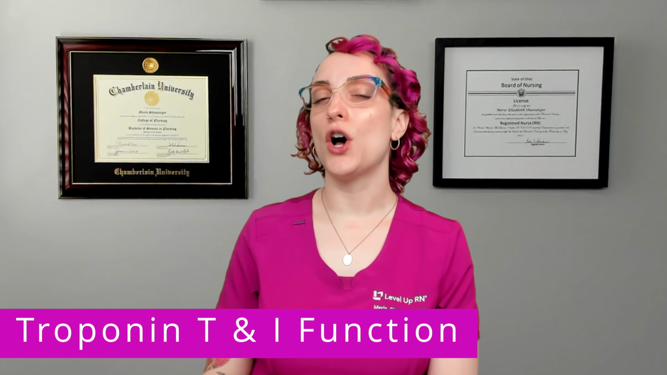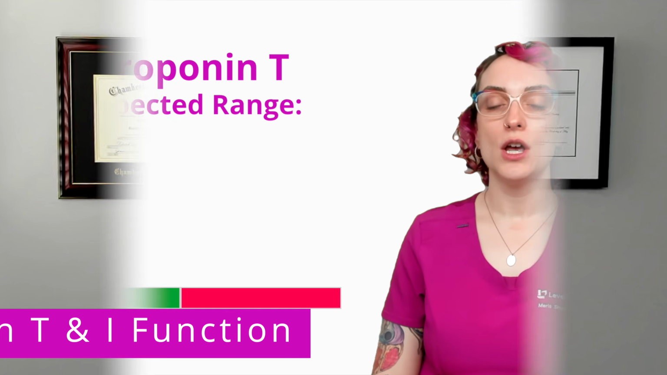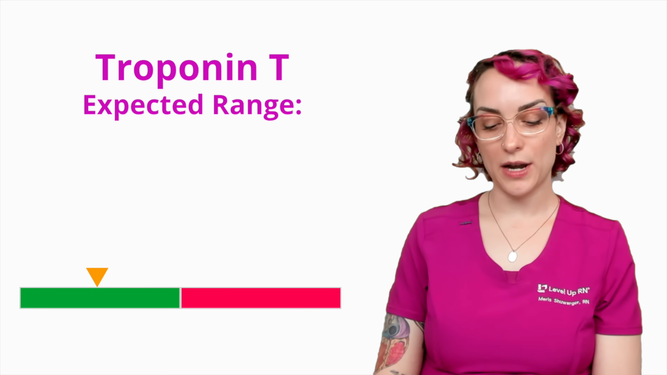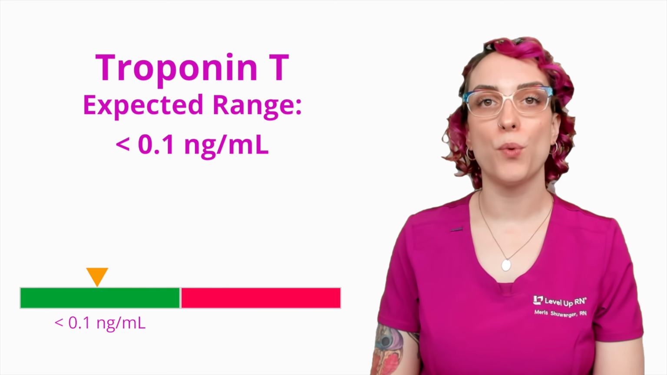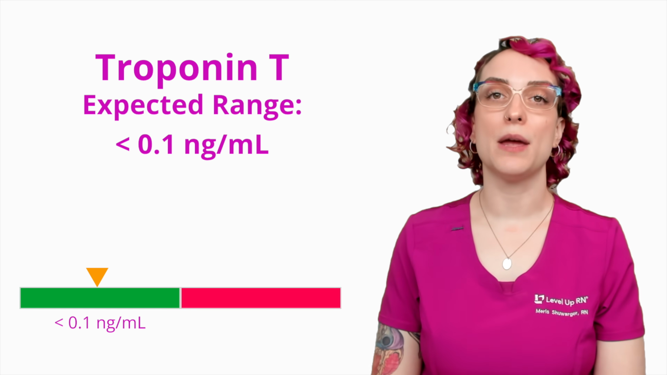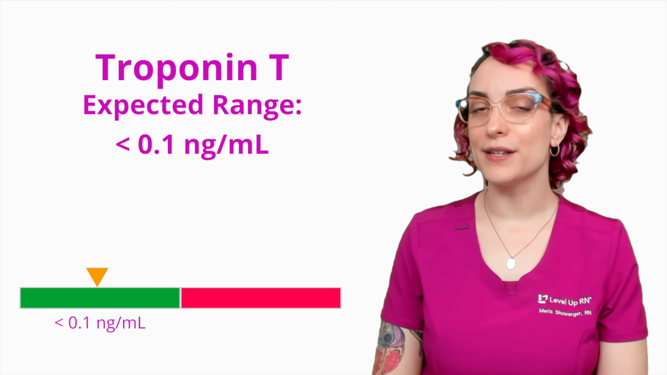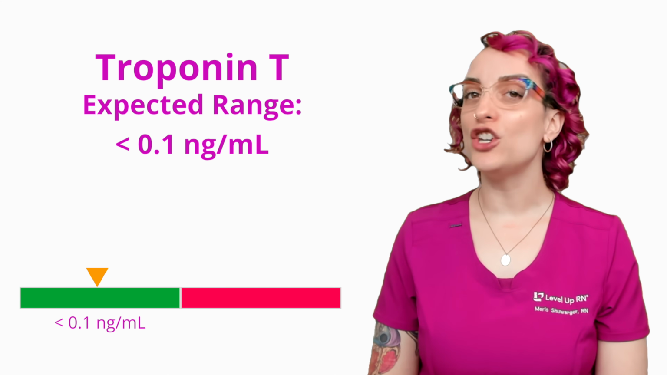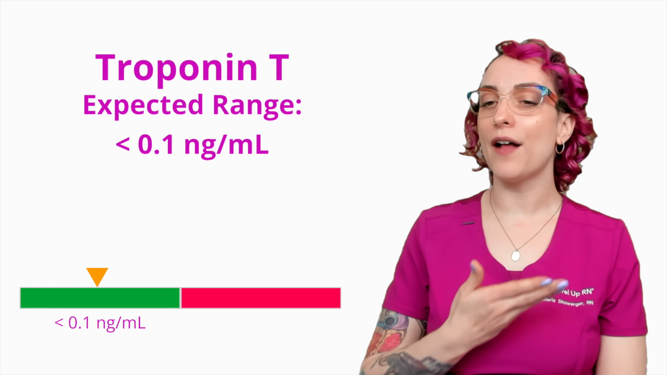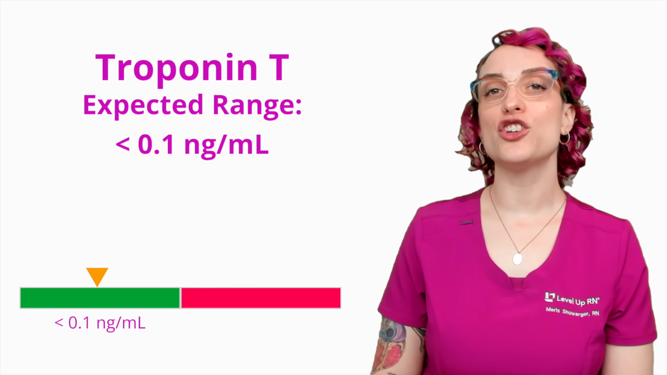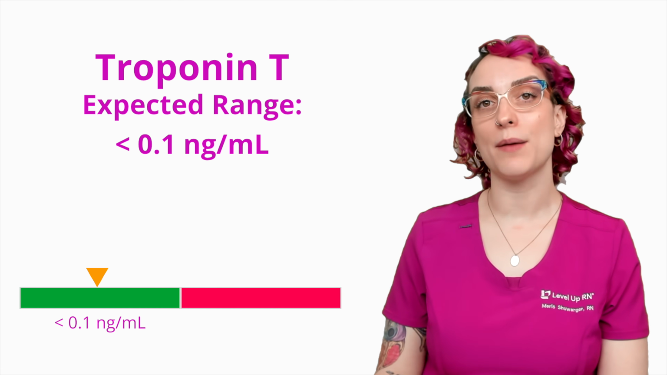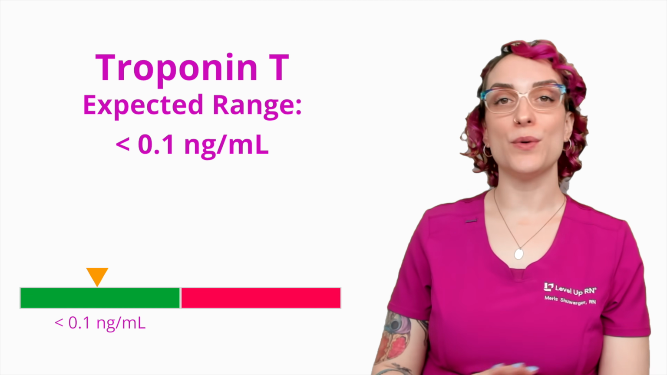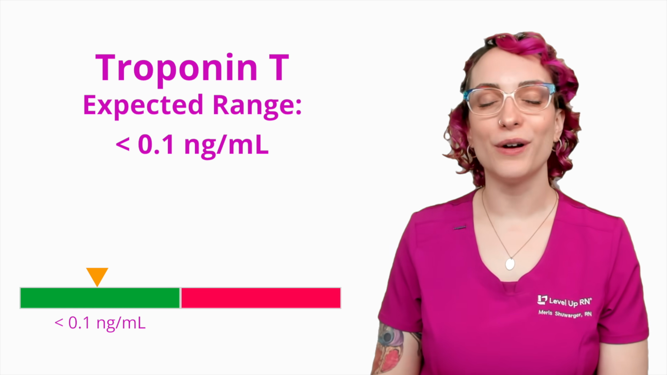Now, let me talk to you about the expected range for these. So first up, we're going to talk about troponin T. The expected range for this one is going to be less than 0.1 nanograms per ml. But again, the point here is that I expect this to be as close to zero as possible because I do not ever expect, it is not the average or the norm for my patient to have cardiac muscle damage, especially acutely. So I expect that that value is going to be as close to zero as it can.